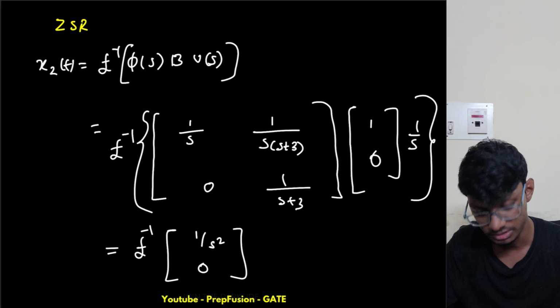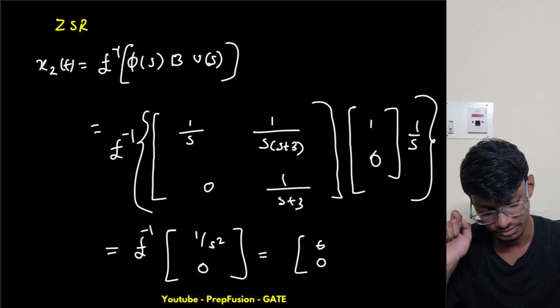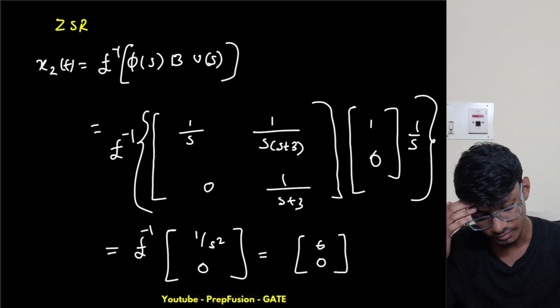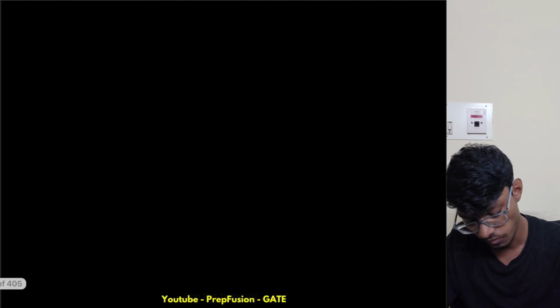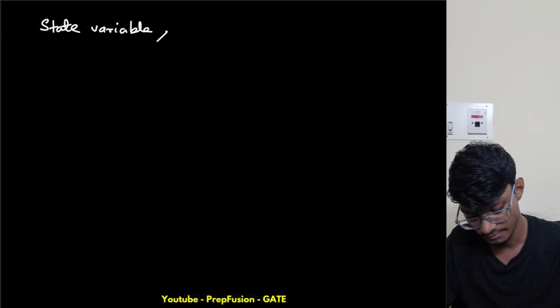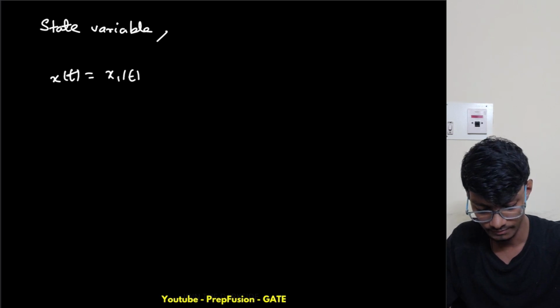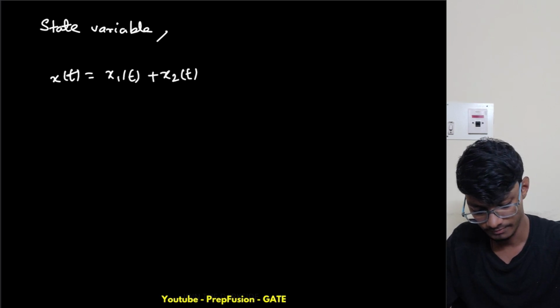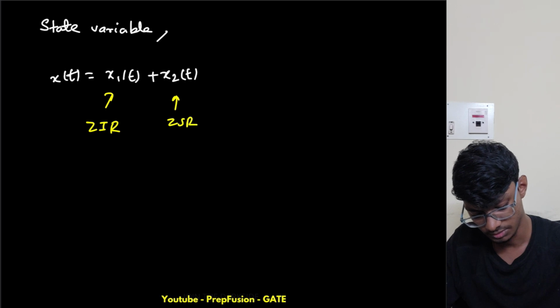So I take the Laplace inverse of this, and I get that C option only, right? So this is t comma 0, okay. Now my total response, the state variable x of t, will be equal to x1 of t plus x2 of t. So this is the zero input response and this is the zero state response.